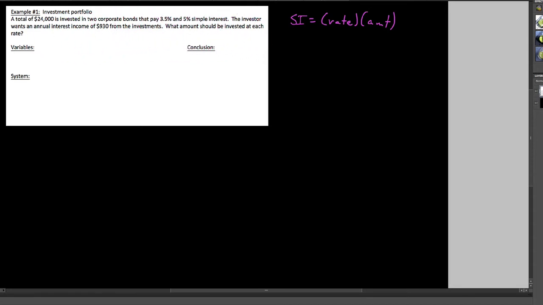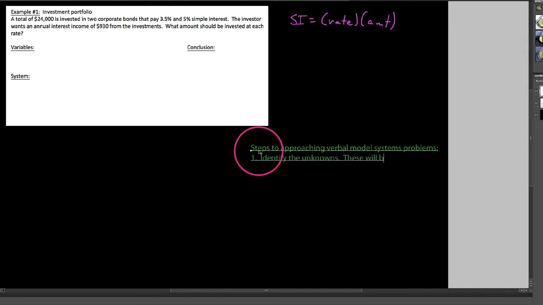And so with respect to solving systems of equations from verbal models, I'm going to make sure that we write a few things here that are just best practice. But the first thing is this: identify the variables. Let me put in a 1 here. So steps to approaching verbal model systems problems. I think the very first thing I always want us to do is identify the unknowns in the problem. So the unknowns, these will be represented by variables. Okay, and of course we would represent unknowns by variables.